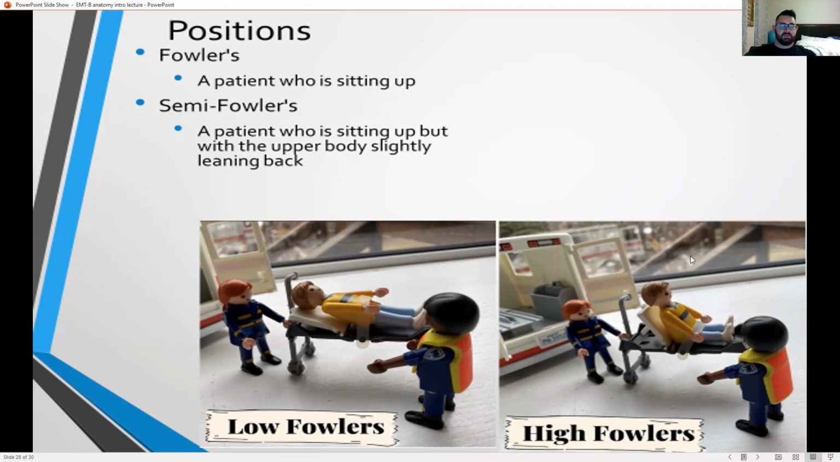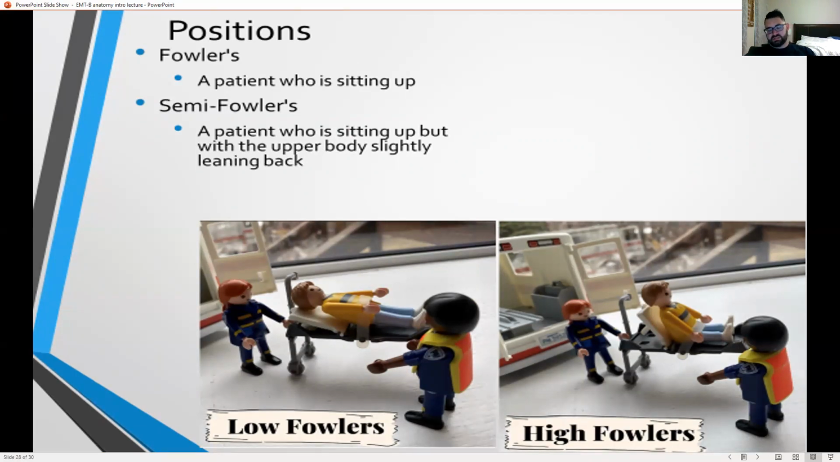Aren't you proud? Positions we're talking about now are Fowlers, where a patient is sitting upright, and semi-Fowlers. We also have high Fowlers. So Fowlers, a patient just kind of sitting up like I am. High Fowlers are sitting up at kind of a 90-degree angle. Semi-Fowlers reclined at like a 45, and then low Fowlers, they're kind of just barely inclined. They're almost supine, but they're not quite.